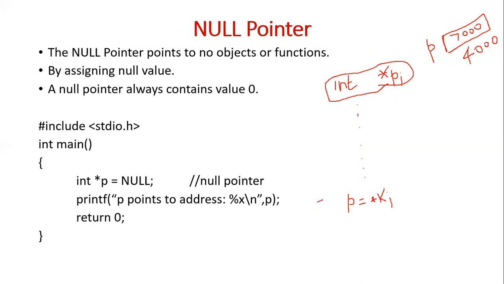After 50 statements, only in the 51st statement you are assigning the pointer. But if you see in the background, this pointer is already holding a value or address. It is holding an address called 7000.